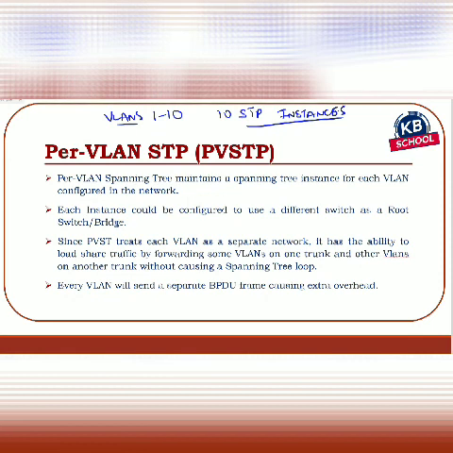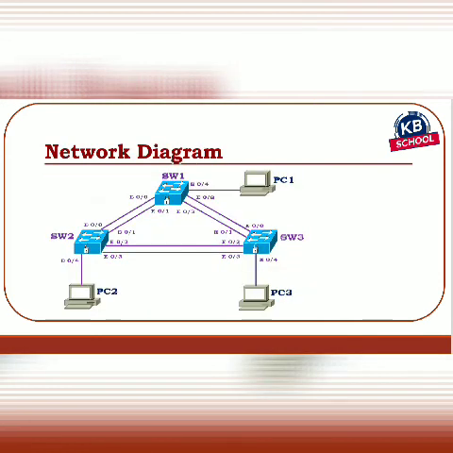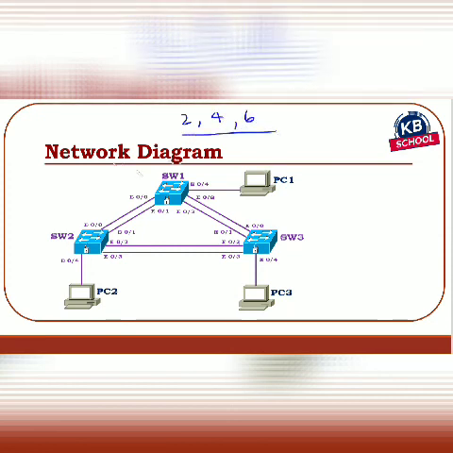Now, because of this, there's goods and bads. What's the good part about it? I have the potential. Let's just take 3 VLANs for right now. Let's say we'll take VLAN 2, 4, and 6 as an example. What I could do is, for VLAN 2, I could say switch 1 is my root switch. How do I do it? I change the priority of the switch for VLAN 2.